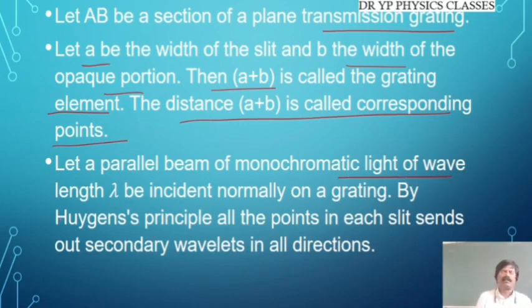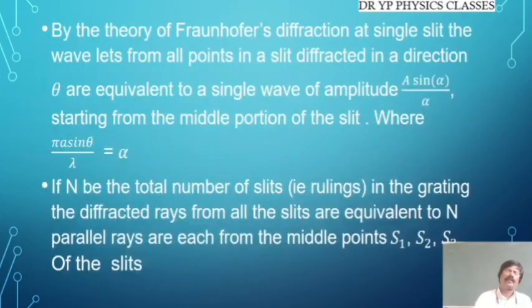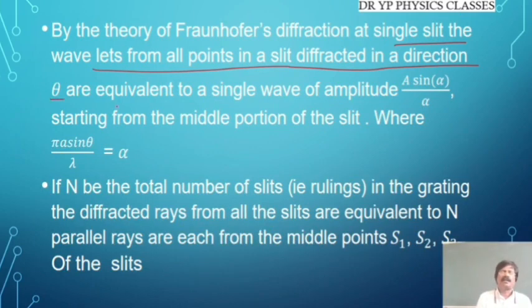Let a parallel beam of monochromatic light of wavelength lambda be incident normally on a grating. By Huygens principle, all the points in each slit send out secondary wavelets in all directions. By the theory of Fraunhofer diffraction at a single slit, the wavelets from all the points in a slit diffracted in a direction theta are equivalent to a single wave of amplitude A sin alpha by alpha, starting from the middle portion of the slit, where alpha is equal to pi a sin theta by lambda.